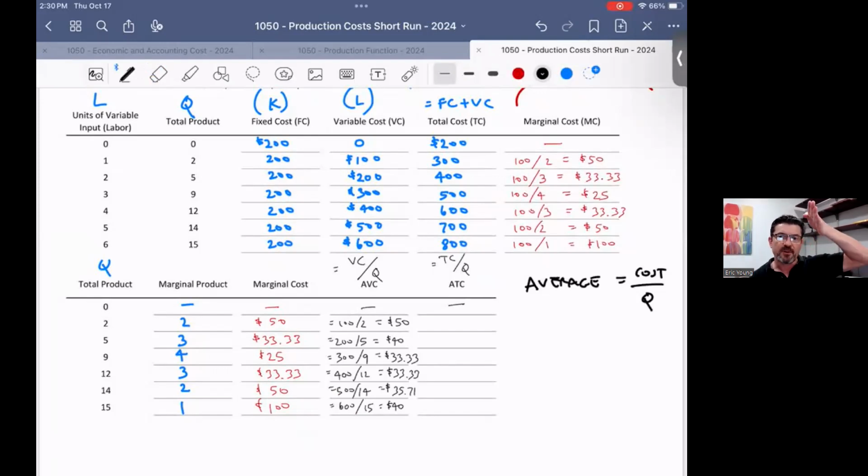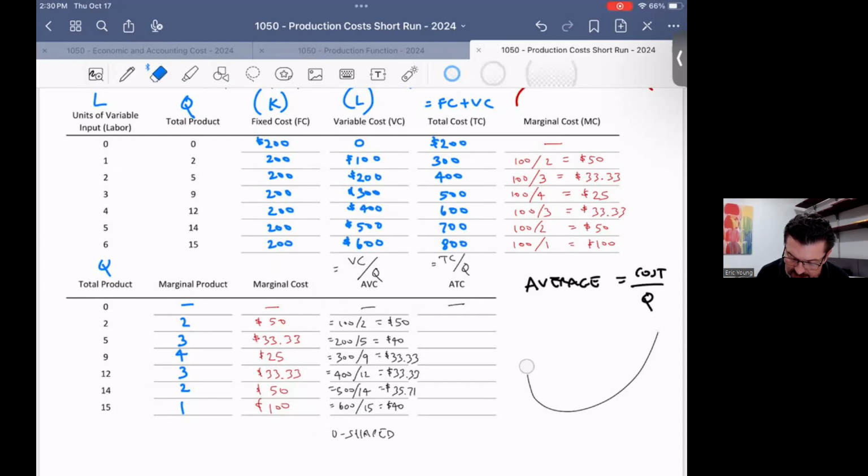AVC starts off high at 50, goes down, bottoms out, and then goes back up. So AVC is a U-shaped curve. It looks like this. AVC starts off high, comes down, bottoms out, goes back up. So AVC is U-shaped. And finally, we have ATC.